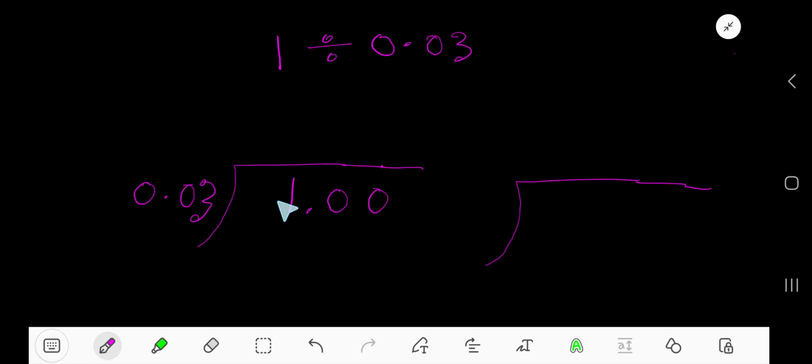Now we need to make this divisor a whole number, so move the decimal 2 digits to the right, and here also you need to move 2 digits to the right. That is, you are getting here 100 and here 3.